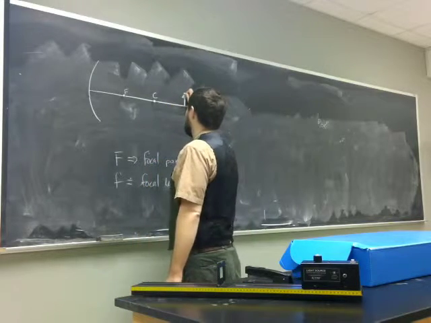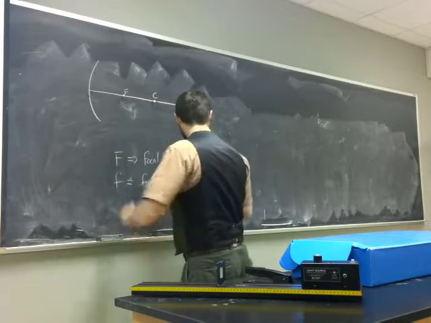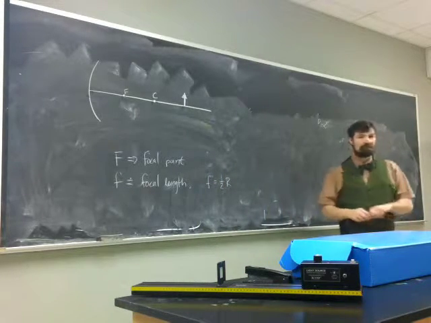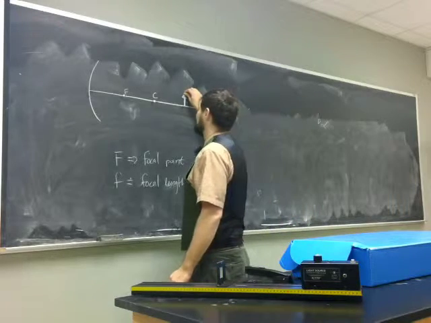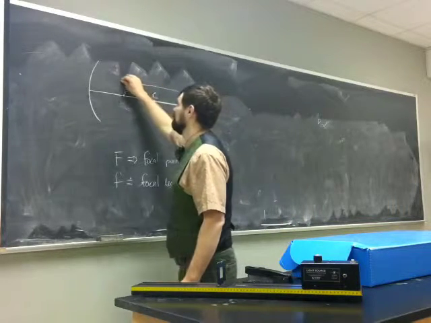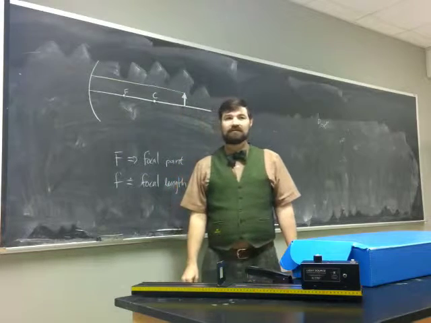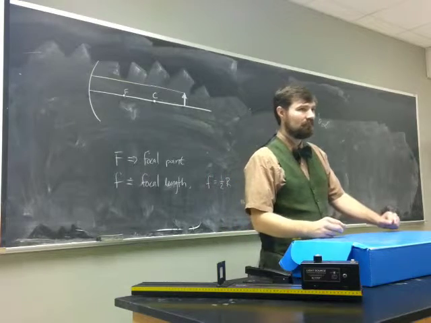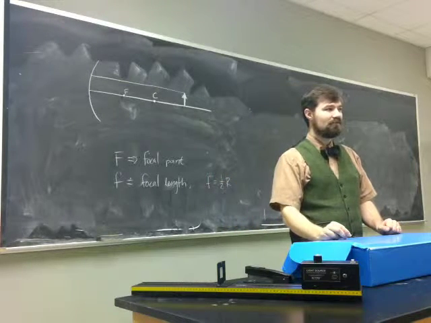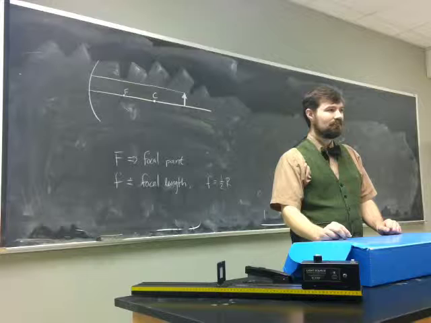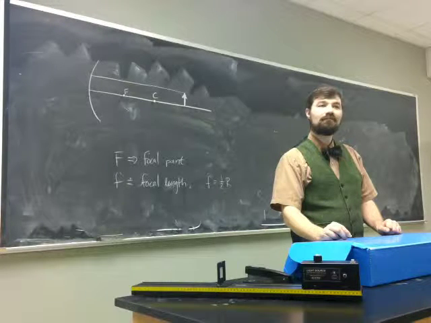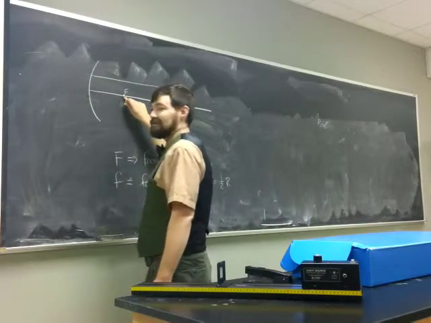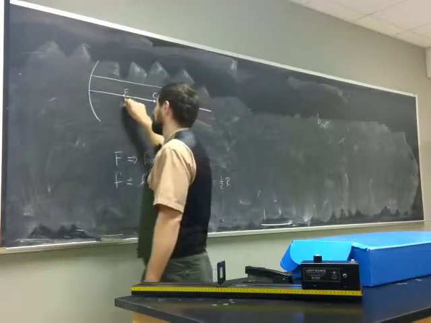First ray that I'm going to draw will be one that's parallel to the principal axis. The ray's parallel to the principal axis. Where is this ray going to reflect to? Where will the ray reflect to? Through the focal point. So this ray has to reflect such that it passes through here. That is how we define the focal point.